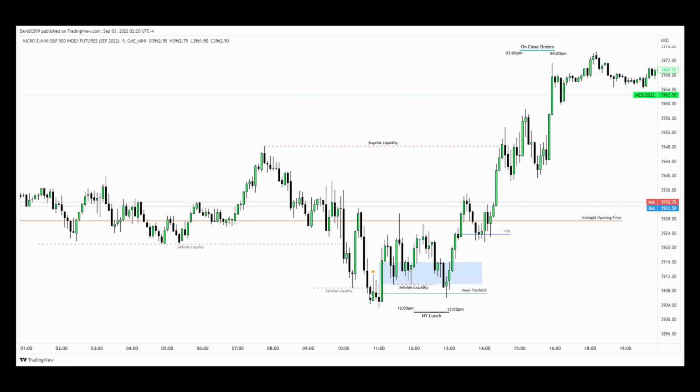Price is respecting this bullish order block mean threshold, and it is seeking buy side liquidity. Also notice that we are below the midnight opening price, and price is finding the high during the on-close orders time period from 3 p.m.